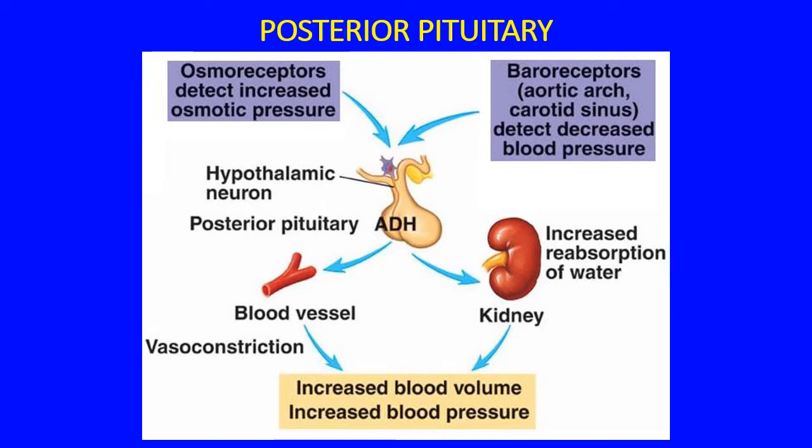The baroreceptors, which are located, and by the way, osmoreceptors, if I didn't make it clear, those are located in the hypothalamus. But the baroreceptors, these detect changes in blood pressure. So baroreceptors would be located in the aortic arch and in the carotid sinuses. They're going to detect if there's a decrease in blood pressure. Again, this is where you also will have AVP coming to the rescue because it's going to enhance reabsorption of water. So this 1-2 punch will lead to an increase in blood volume as well as an increase in blood pressure.